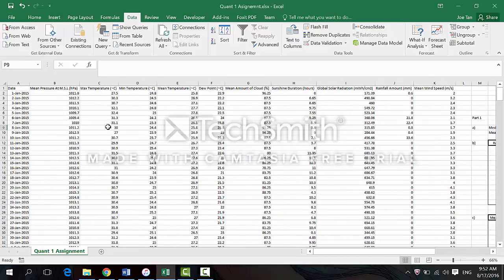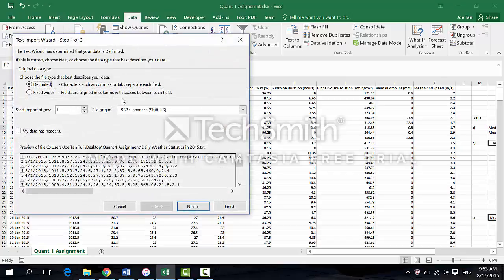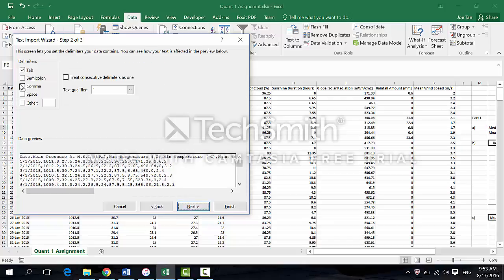So by doing so, I have to do the importing of the raw data from the text. So how am I going to import? This is from the data from text, and I go to my file that I want to import. So today I'll be importing the daily weather statistic in 2015. So I click on it, I import, and next I'll choose delimited, and I'll just click on next.